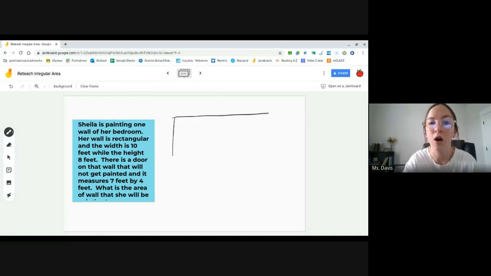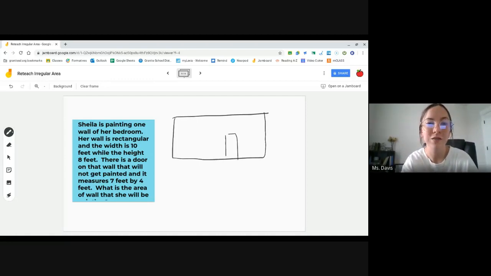So we have a wall, and we have a door on that wall. So I need to find the area of how much is going to be painted, but the width of the wall is 10 feet, and the height is 8 feet. I have to go back and find the information in my word problem. There is a door that will not get painted, and the measurements for the door are 7 by 4. What is the area that will get painted?